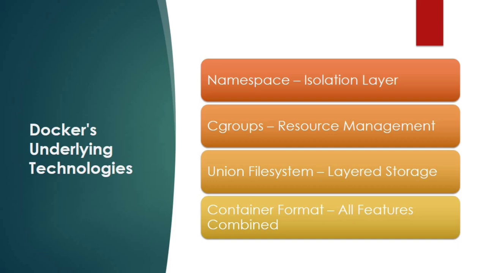And the last one is the container format, where all features get combined. A container is created when namespace, control groups, which are also known as cgroups, and union file system work together. These are bundled using a low-level runtime like libcontainer, used by Docker in the background.